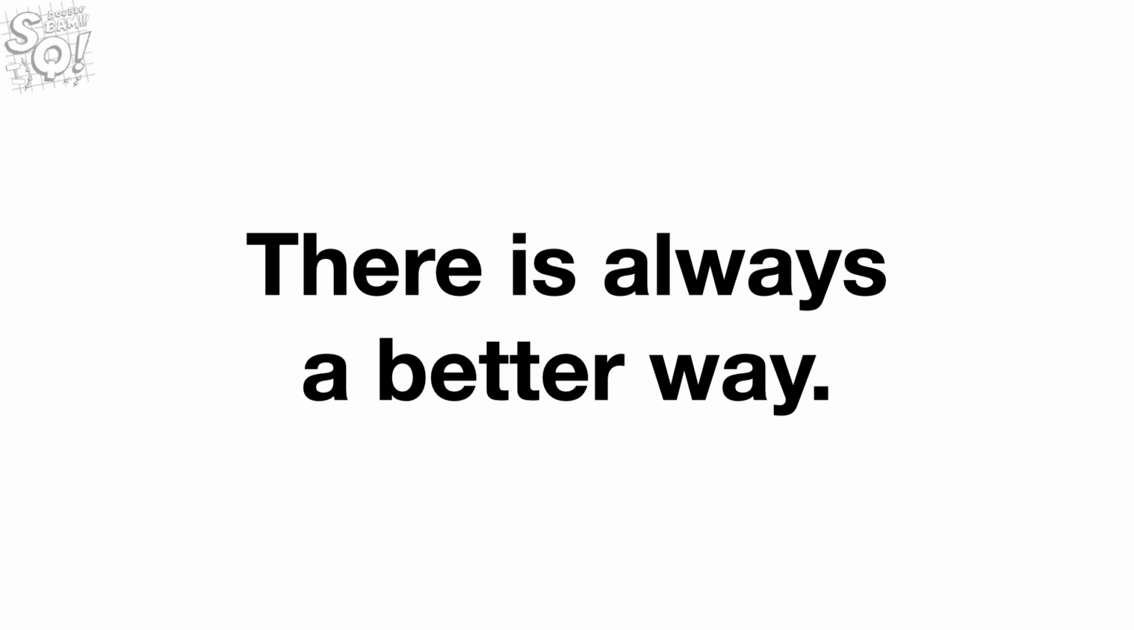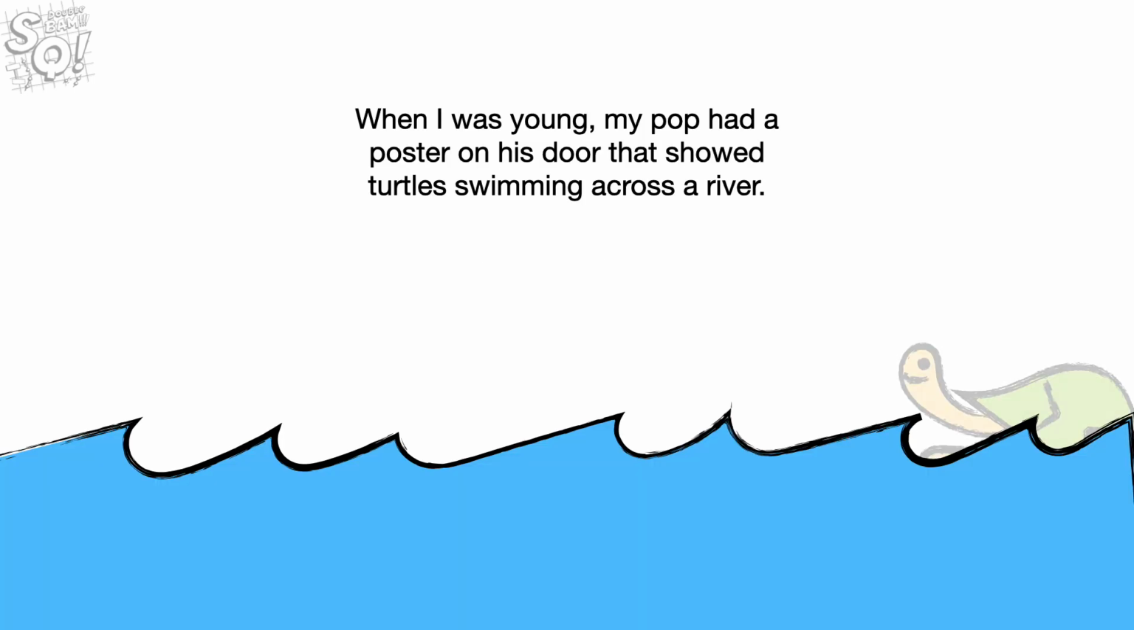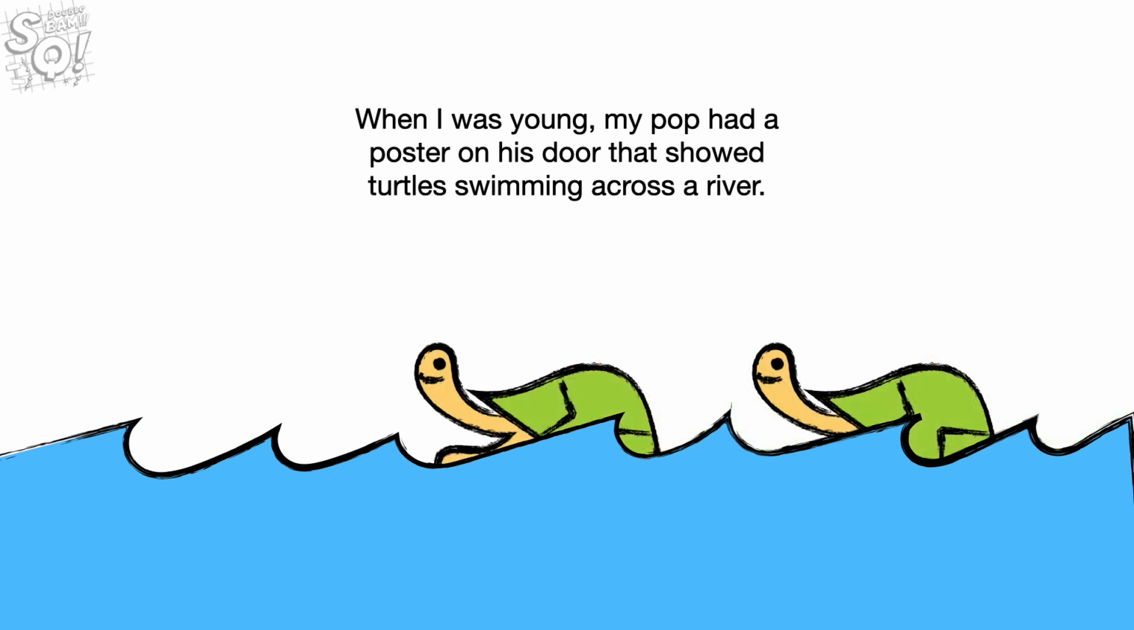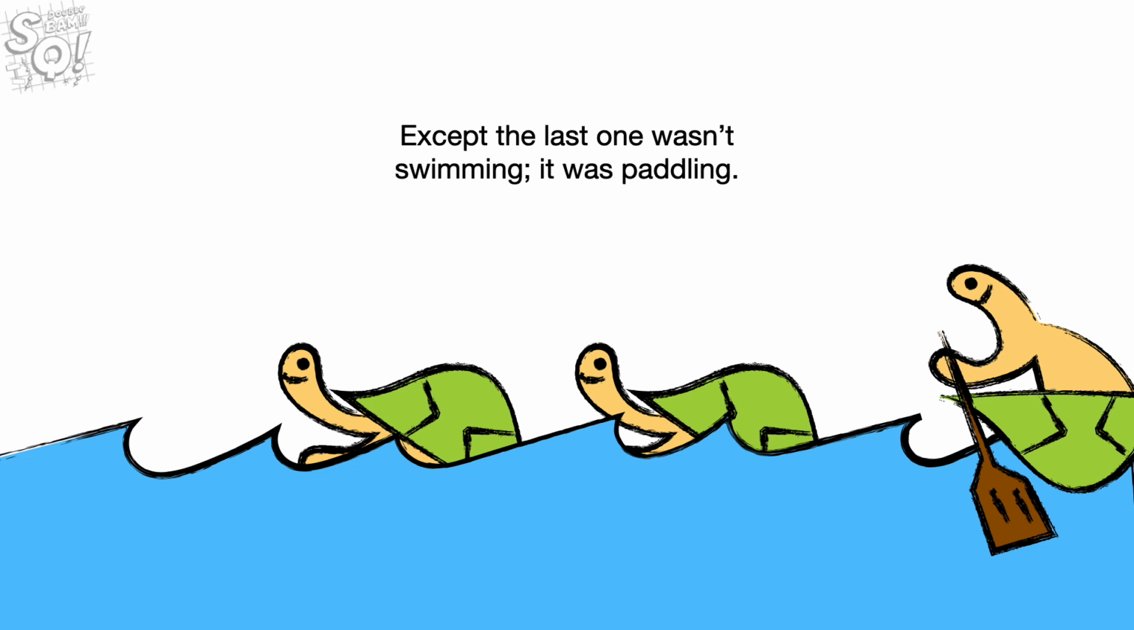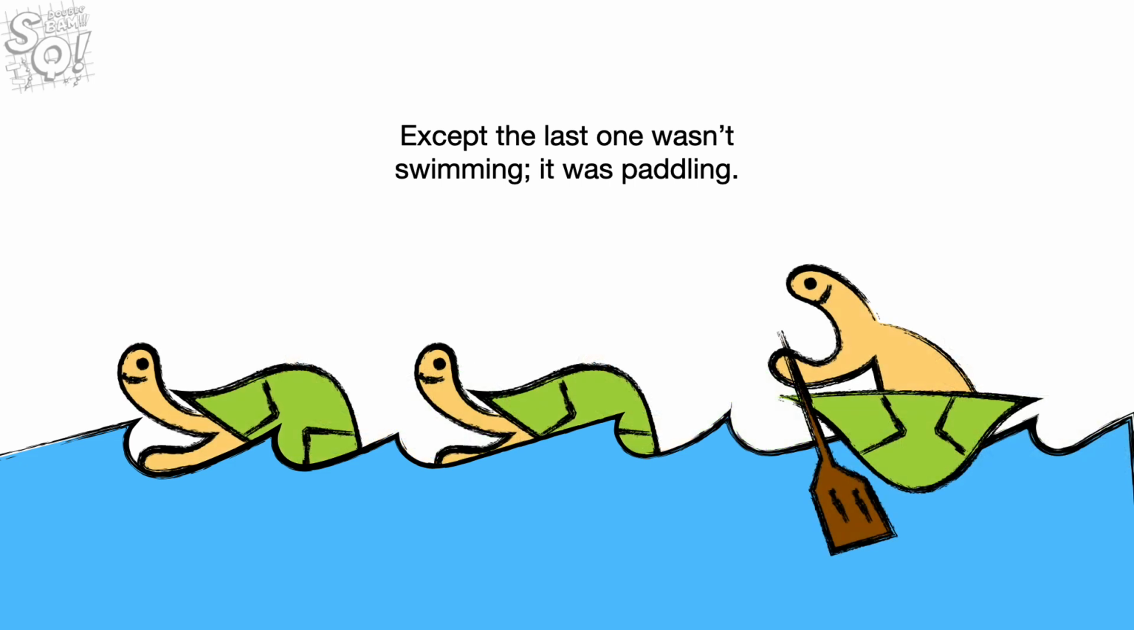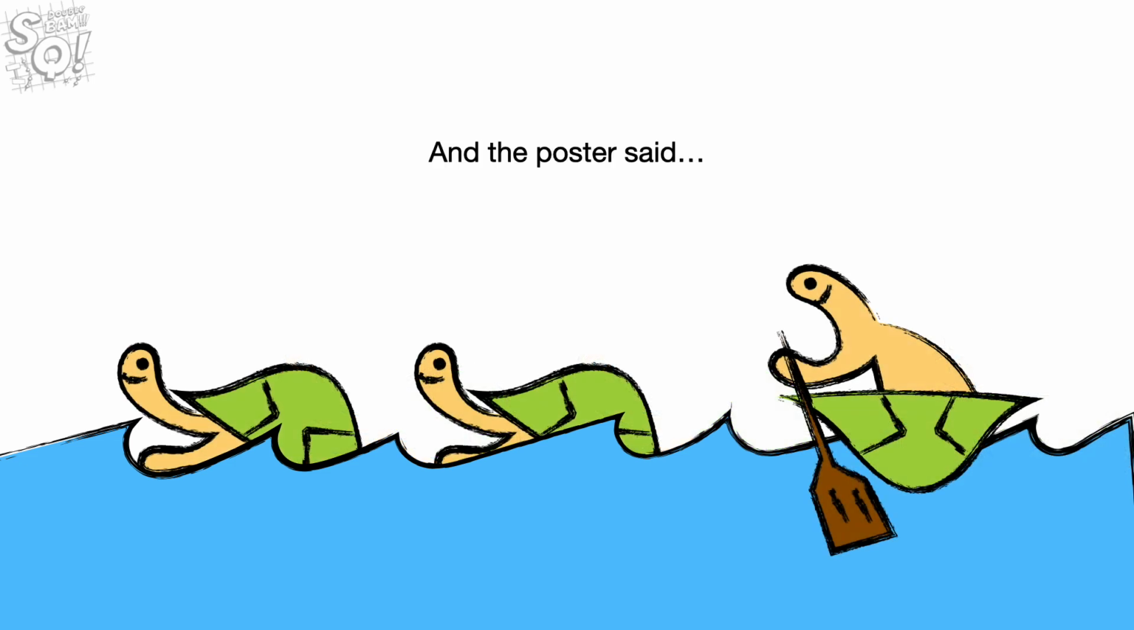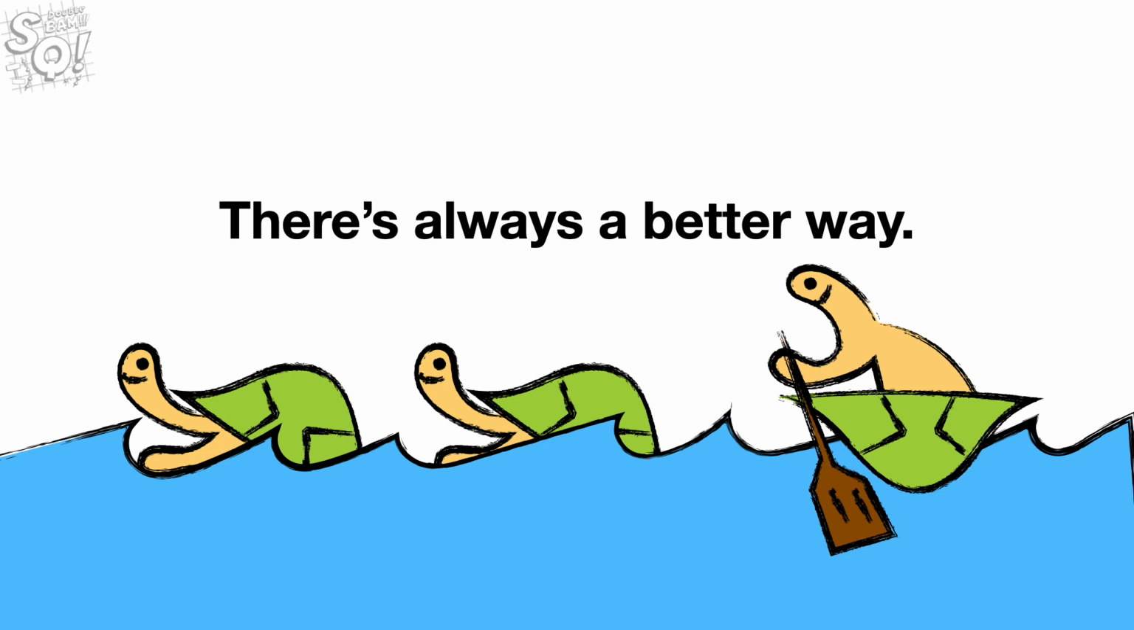Lesson number 2. There's always a better way. When I was young, my pop had a poster on his door that showed turtles swimming across a river. Except the last one wasn't swimming, it was paddling. And the poster said, "There's always a better way."